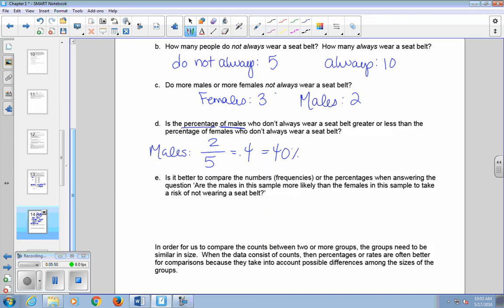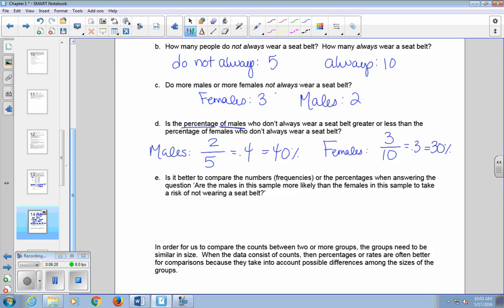And then if we look at females, again, we're looking at the percentage of females who don't always wear a seatbelt. So our denominator will be 10, the total number of females, and 3 don't always wear one. So we get 30%. So even though in C we saw that more females don't always wear a seatbelt, when we calculated the percent, the percentage was greater for males who did not always wear seatbelts.